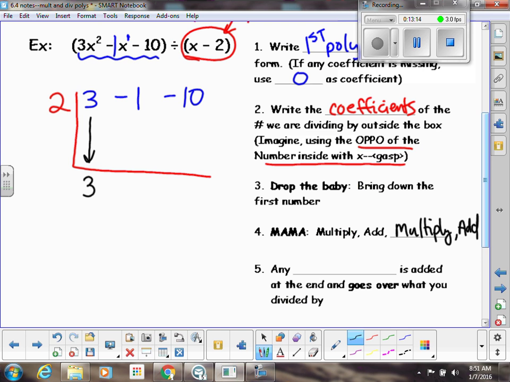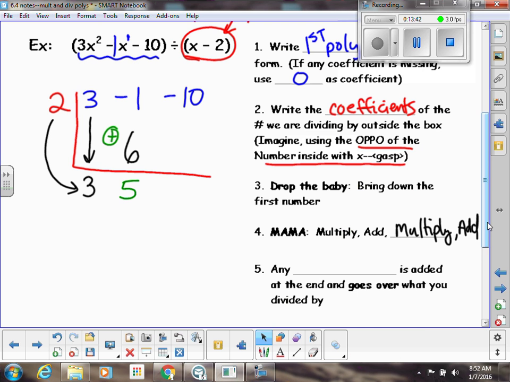Okay, so what are we multiplying? We're always multiplying these numbers outside of the box. All right, so I'll be doing 2 times 3, and that equals 6. My answer goes in the next column inside the box. Whenever I'm adding, I'm always adding the numbers inside the box, so in the same column. So negative 1 plus 6 is going to give me 5. And again, I put my answer below the line.